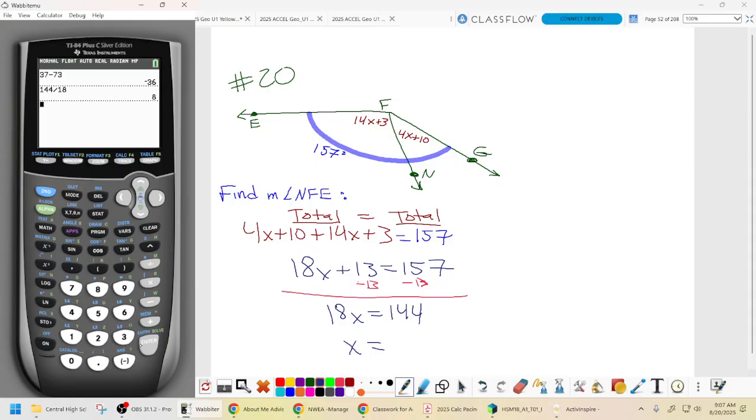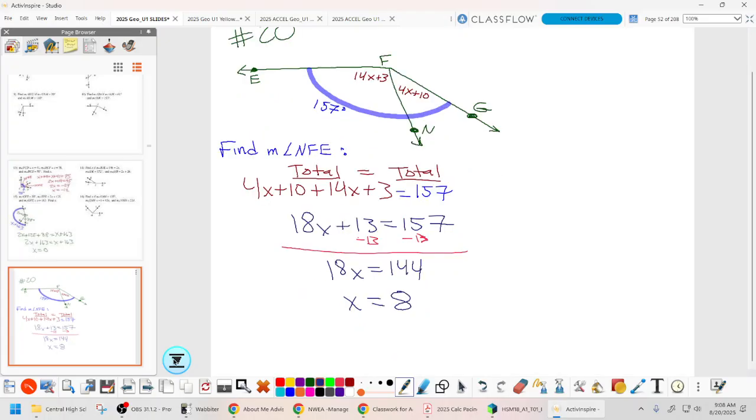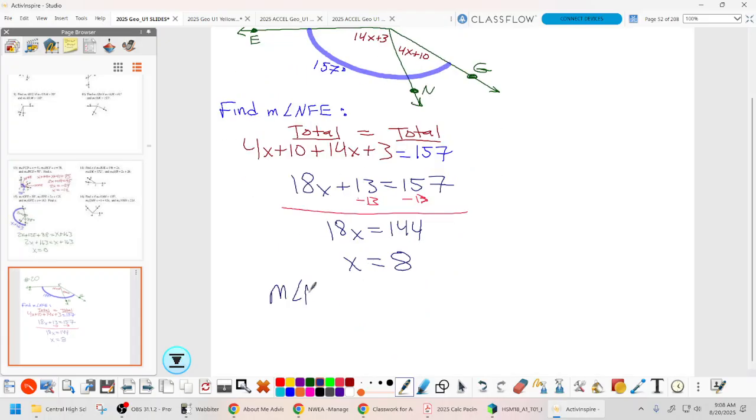And we'll get 8. Okay, but this problem asks you to solve for angle NFE. What do we do there? Yeah, I think. Plug in the x for the angle. Yeah, so in NFE, we have to plug x in right there by the 14. So measure of angle NFE equals 14 times 8 plus 3. So 14 times 8, so that's 112, 115 degrees.